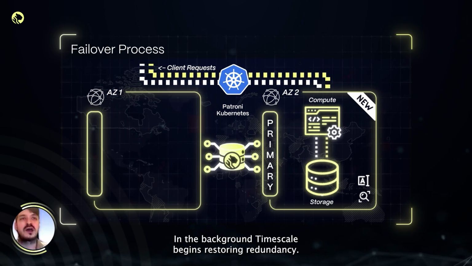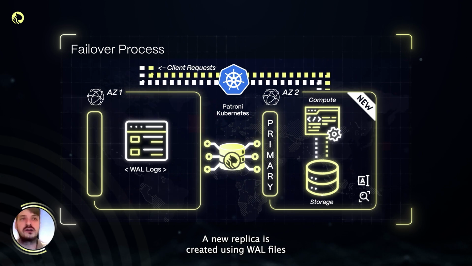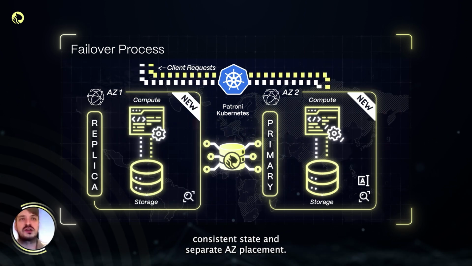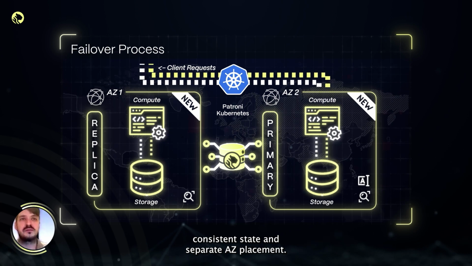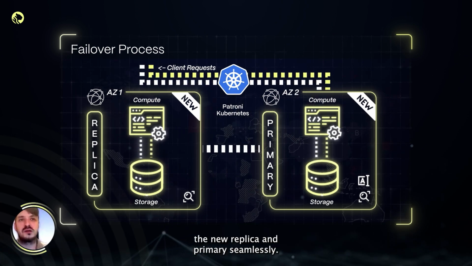In the background, Timescale begins restoring redundancy. A new replica is created using WAL files or from a backup snapshot. Kubernetes orchestrates this process to ensure consistent state and separate AZ placement. Streaming replication begins, synchronizing the new replica and primary seamlessly.